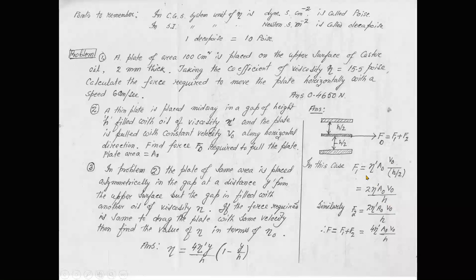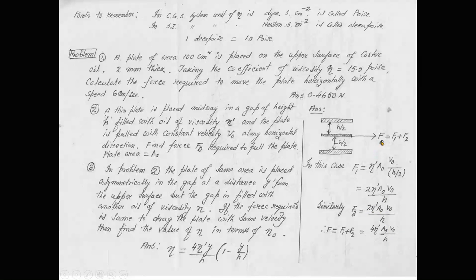Similarly, the force due to the lower half is equal to F2, and we don't require any calculation here. If F1 is equal to 2 eta dot A naught v naught by h, then F2 also will be the same, because the same fluid and same area are considered here. So F2 is equal to 2 eta dot A naught v naught by h.